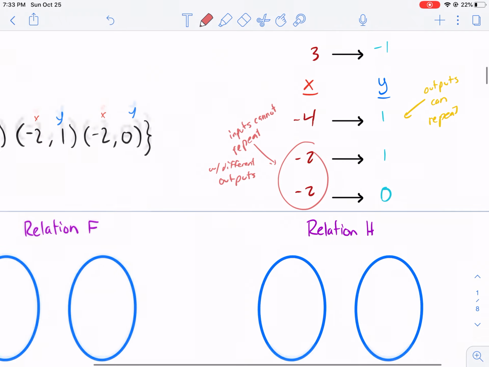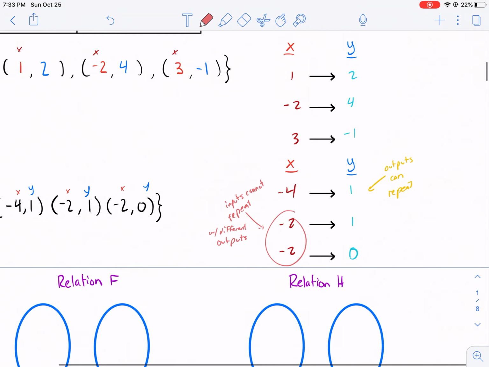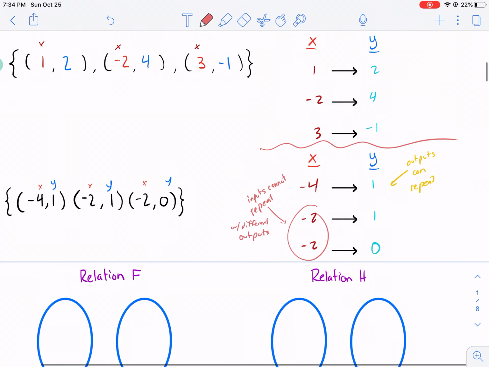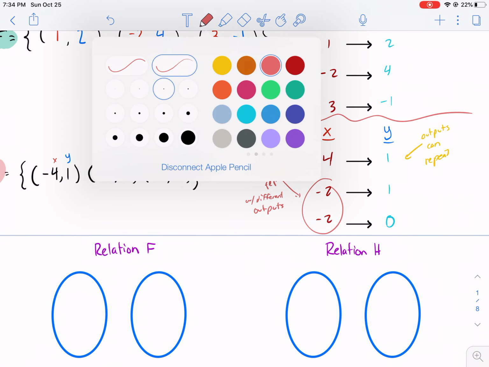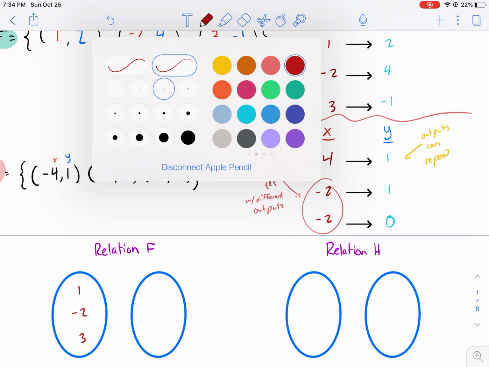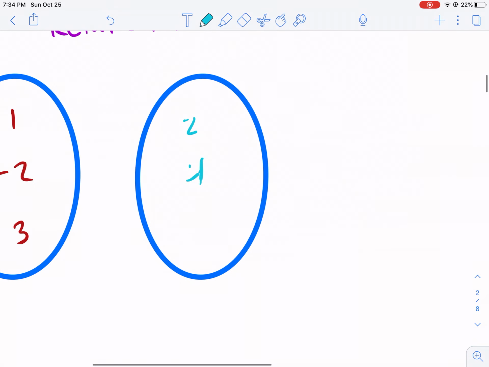Okay, so that was just point ordered pair notation. We're moving on to mapping notation. So here we have relation F. I'm going to have a little separation there. Separate these two. We can write our inputs here. So we have 1, -2, 3. And then our outputs here. We have 2, 4, a little struggle here.